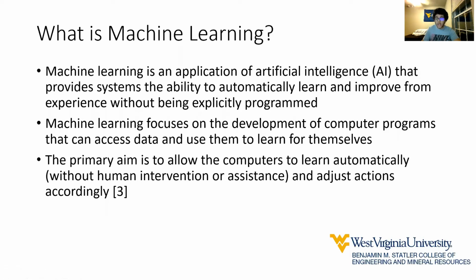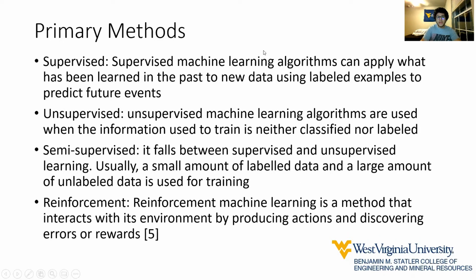There are a lot of examples of machine learning algorithms and software in our everyday life. Google Translator is also a machine learning application. Self-driving cars, face recognition in your camera. So these are all machine learning approaches. There are four primary methods, I would say the most commonly used machine learning methods: supervised learning, unsupervised learning, semi-supervised learning, and reinforcement learning.